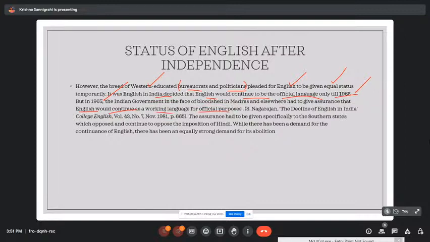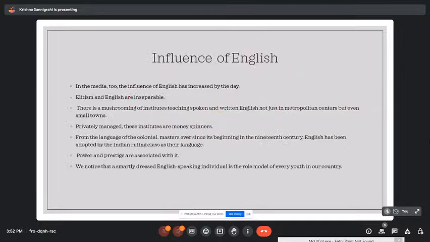So the assurance had to be given specifically to the southern states, which opposed and continue to oppose the imposition of Hindi. So the southern states were not really happy with this kind of arrangement, and hence they were not happy with the imposition of Hindi. So because of them, English continued. So while there has been a demand for the continuance of English, there has been an equally strong demand for its abolition. So both imposition and abolition was there.